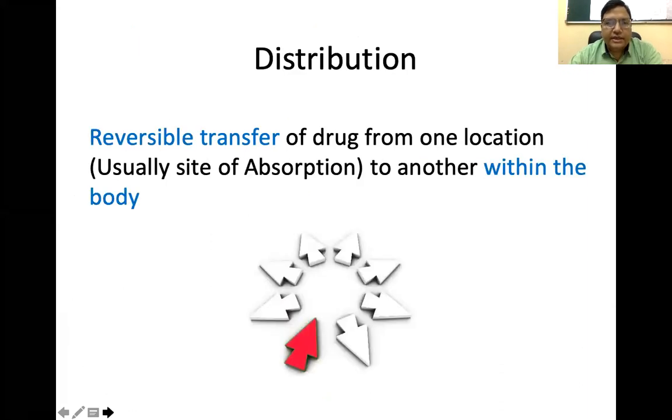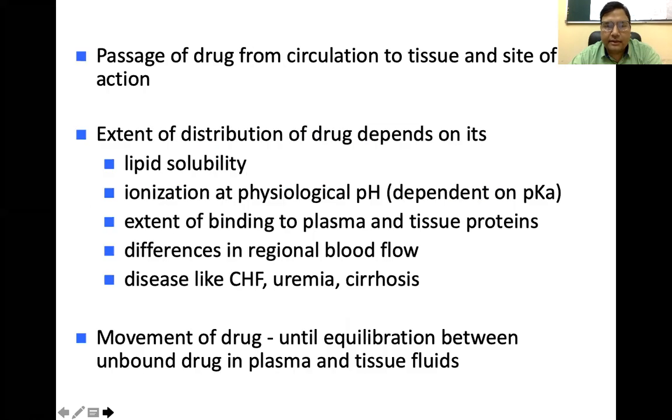So distribution is a reversible transfer of drug from one location, that is usually from the site of its absorption, to another site or another part within the body. That is the distribution of a drug. So it includes the passage of the drug from circulation to the tissue as well as to the site of action.